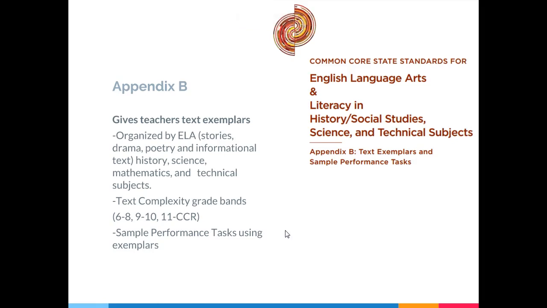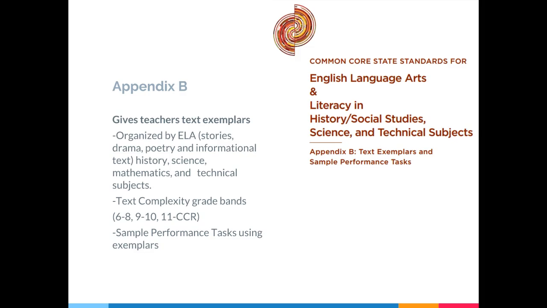So I love Appendix B. So Appendix B gives teachers text exemplars. So this is organized by English language arts, and you have examples of stories, drama, poetry, informational text. In the upper grades, you have your history, your science, your mathematics, and technical subjects as well. It's organized in text complexity grade bands. So your middle school, you're going to want to look at 6-8. Then it goes 9-12 as a grade band, and then you have 11 and then on to college and career readiness. So it is a very large document. We'll pull it up here in a minute. So again, you're going to want to download that on your desktop so you have some reference to it.